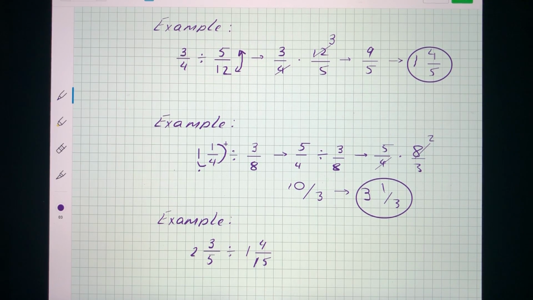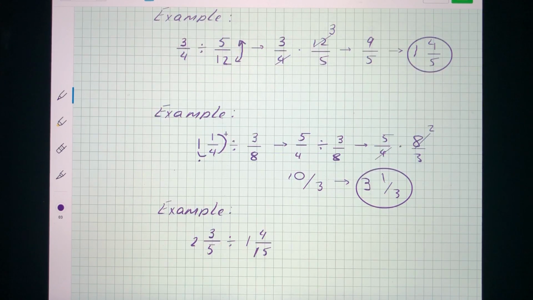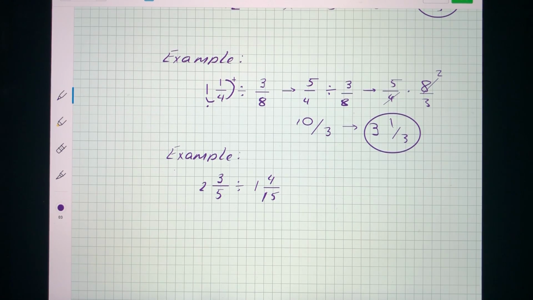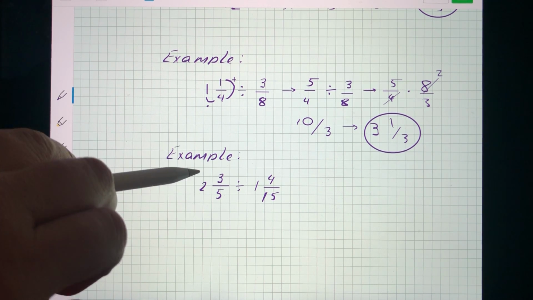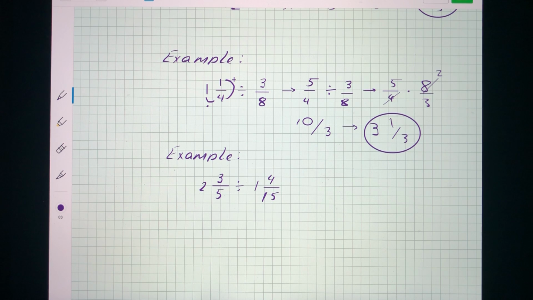Last example. Here we have two mixed numbers that we're dividing, and the procedure is the same. We convert each of the mixed numbers into an improper fraction first, and then we use the division. For the first number, 2 3/5, to convert into an improper fraction, we multiply the 2 by the denominator. 2 times 5 is 10, plus 3 is 13/5. The same procedure on the second number. 1 times 15 is 15, plus the 4 is 19, so we have 19/15.